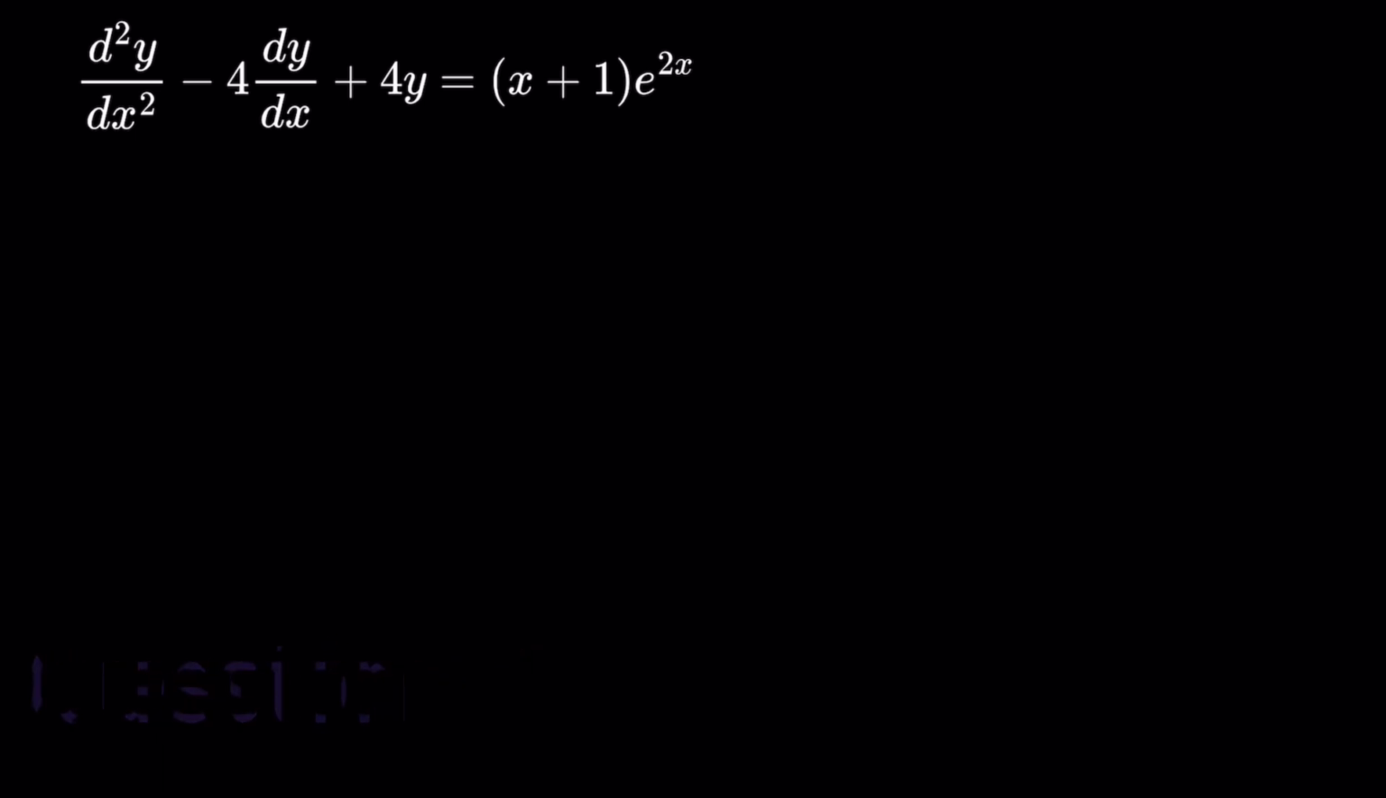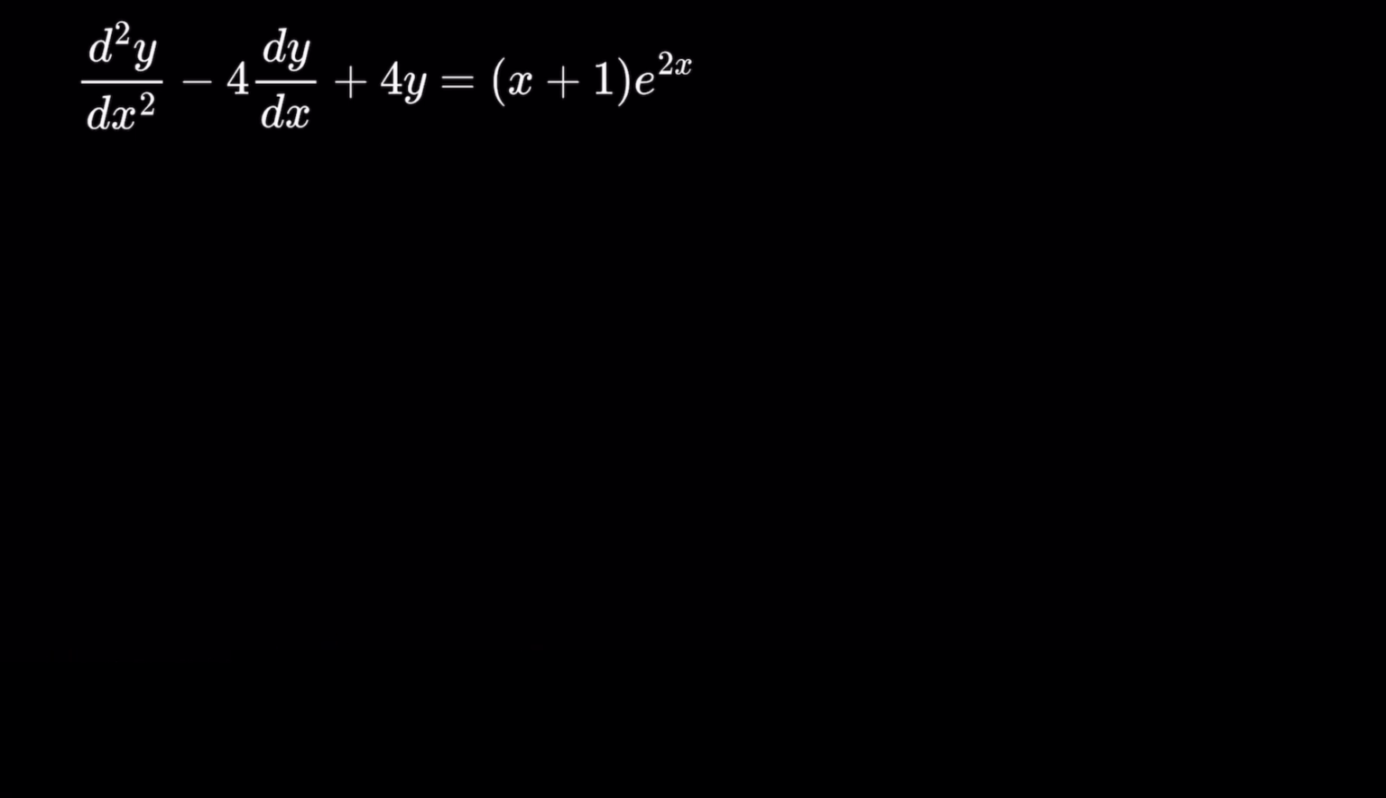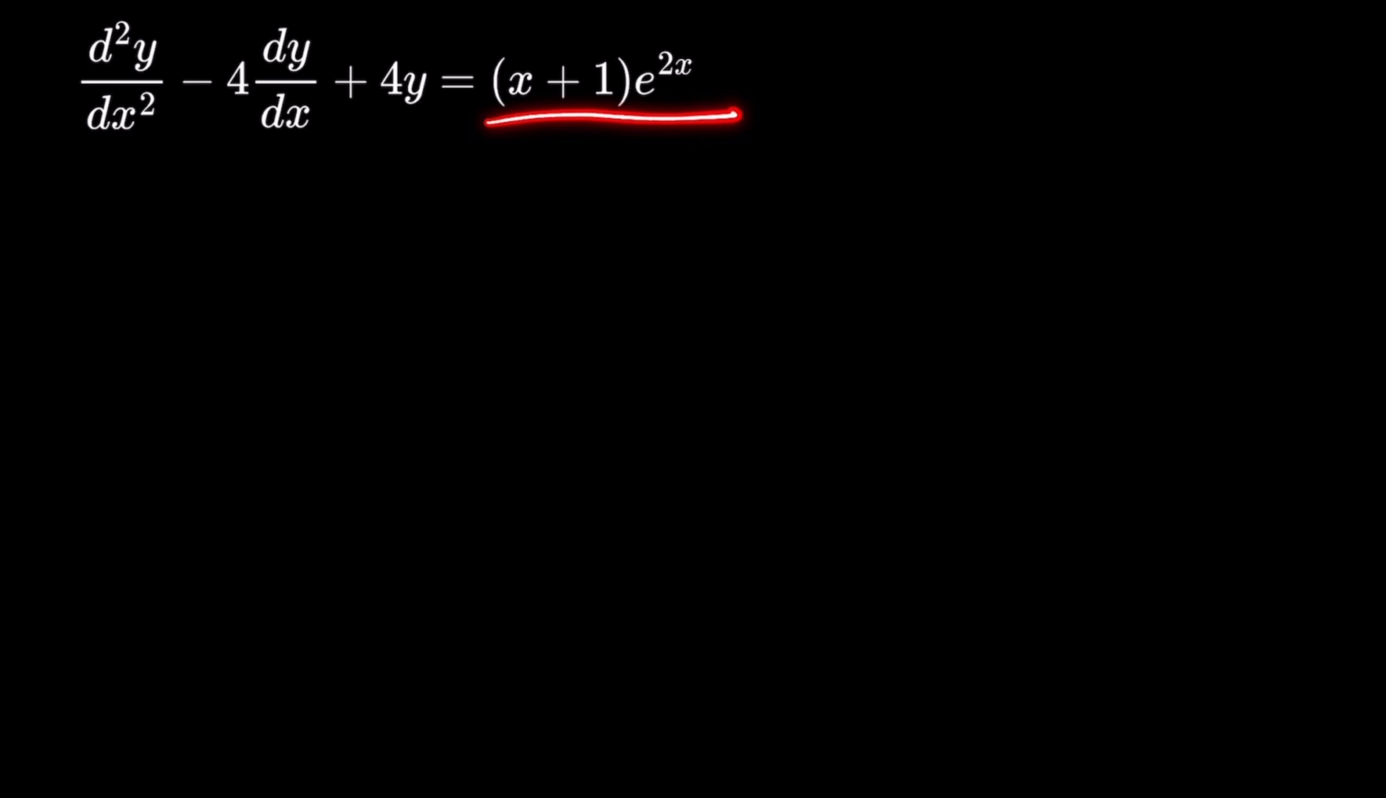Let's take a look at this question. We can see that on the right-hand side, the value of r of x is not equal to 0, which means this is a second-order non-homogeneous differential equation. To find its solution, we're going to write it in its standard form.